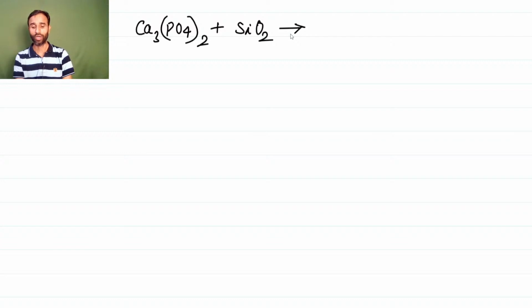Okay, see, in phosphate rocks there are calcium phosphate. So calcium phosphate when react with silica, or phosphorus pentoxide means P4O10 when react with coke, so we get white phosphorus. Yes, what are the products formed? Tell me.